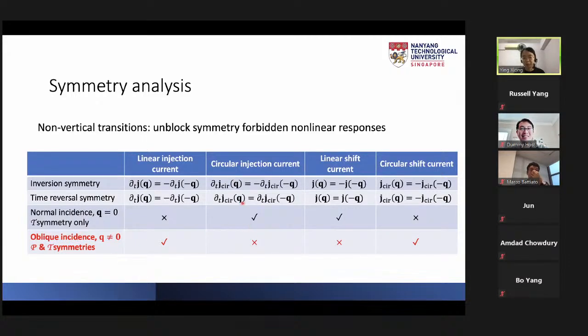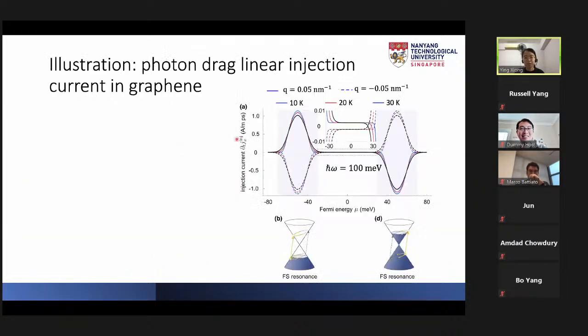are complementary to each other. To further investigate the properties of these non-vertical photocurrents, we performed a numerical analysis for one type of them, namely the linear injection current. We calculated numerically the linear injection current in pristine graphene, whereby both P and T symmetries are preserved. Here we calculate the injection current as a function of Fermi energy for fixed photon energy, ħω equals 100 meV.